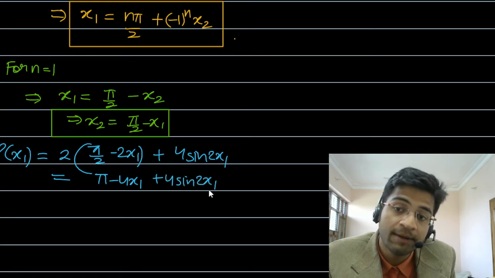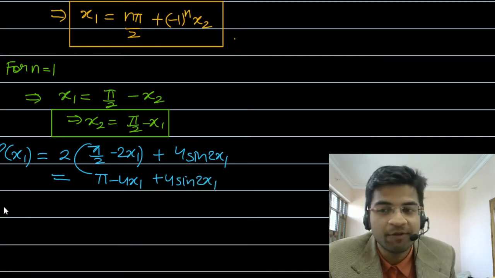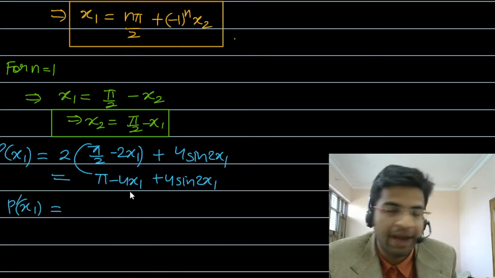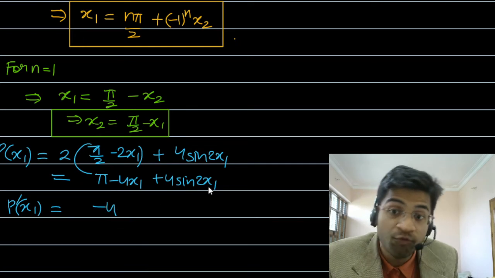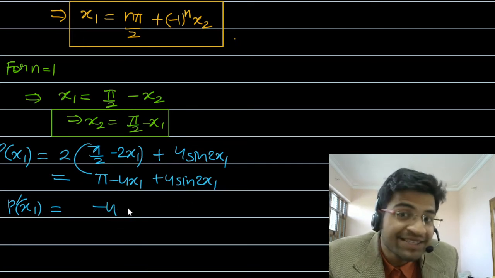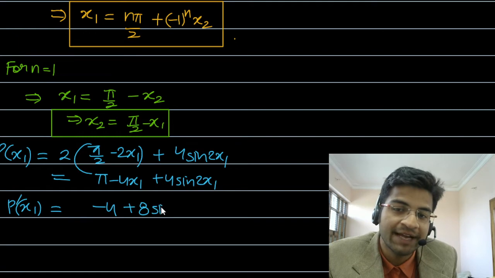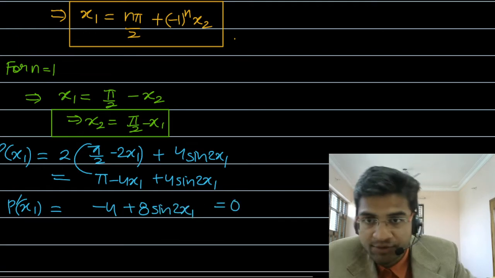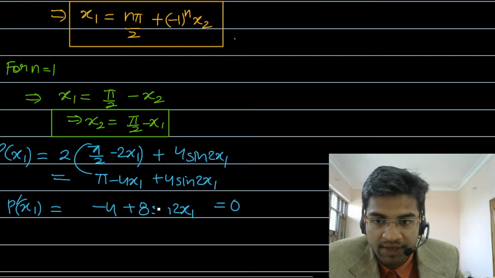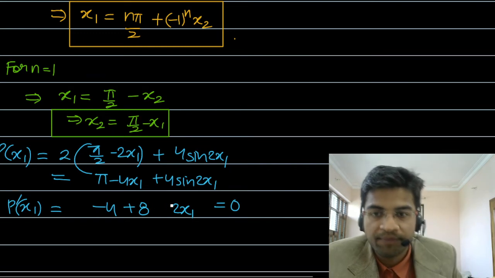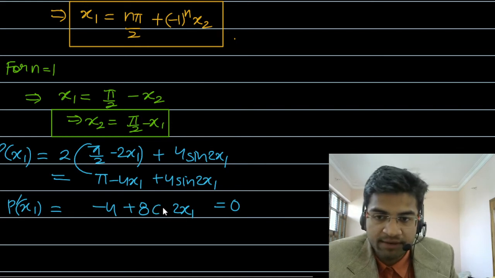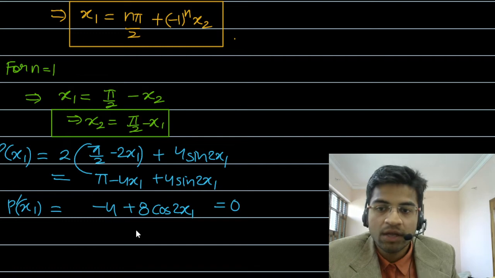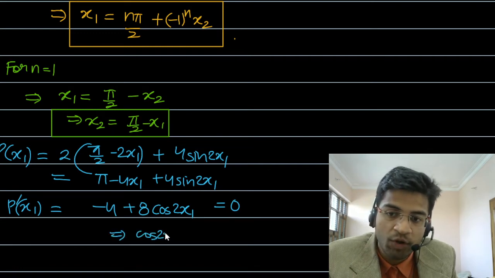This is your p(x1). So its derivative will be differentiated. We will get derivative of pi is 0, minus 4x1 is minus 4, plus 4 sine 2x1. Sorry, it is not sine 2x1, it is cos 2x1. Derivative will be 2 cos 2x1, and we have this 4, so it will be 8. This should be equal to 0. From this we will have cos 2x1 is equal to half.